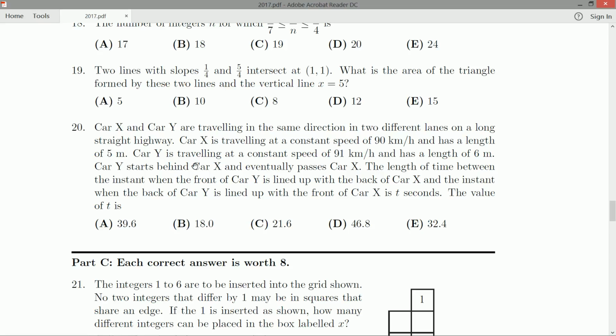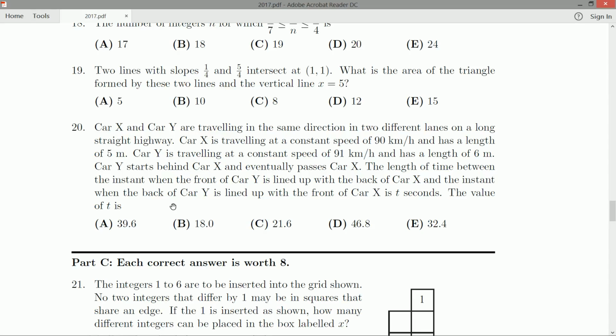Car Y starts behind car X and eventually passes car X. The length of time between the instant when the front of car Y is lined up with the back of car X and the instant when the back of car Y is lined up with the front of car X is t seconds. The value of t is.